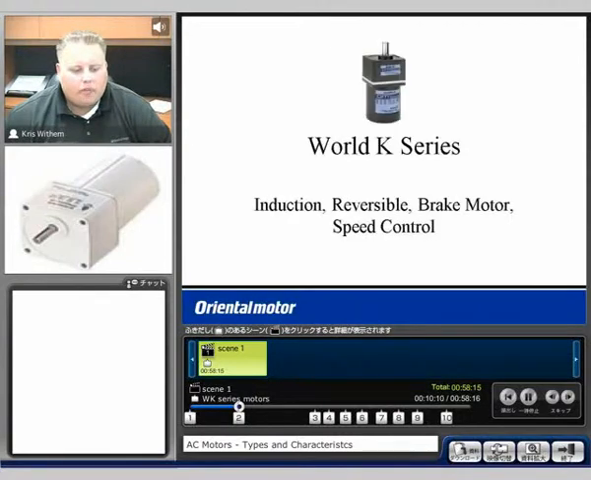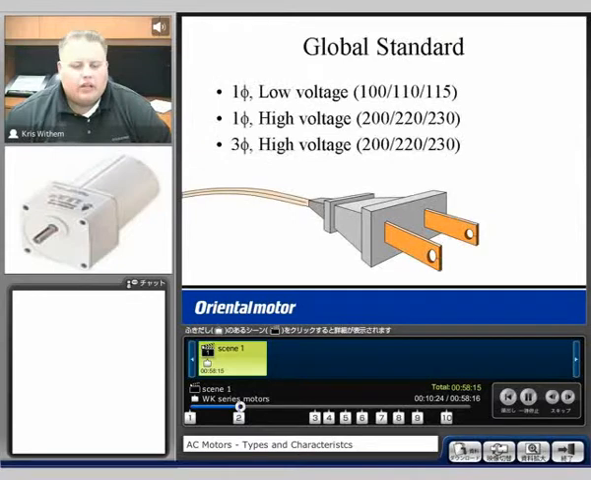Now we have a couple of different series that we talk about. If any of you have a catalog, you may have noticed we have the World K series, the V series, the VHI series. All these are different standard induction motors and reversible motors. When we look at this, we're going to look at basically the global standard.